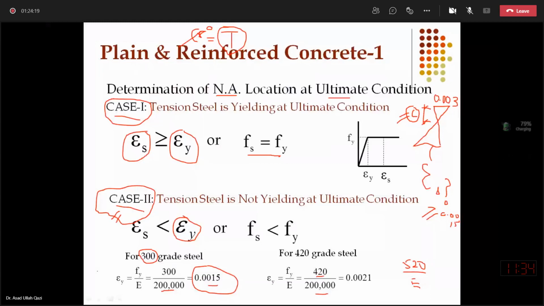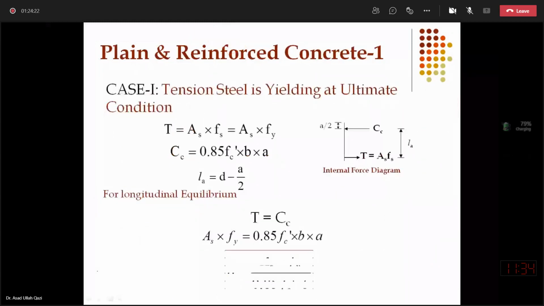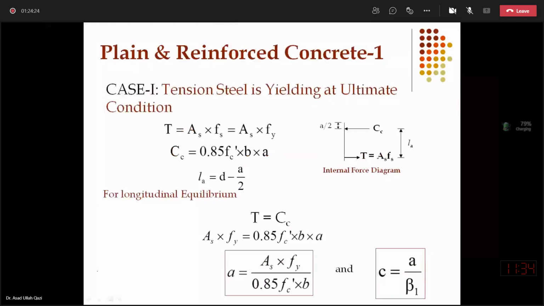Now we will talk about tension controlled under-reinforced beams, or at the moment we are calling it a case 1 beam, where the tension steel is yielding at the ultimate condition. Very simple to analyze and design. The most simple as well as desirable beam. So it is simple to write the equilibrium equation.